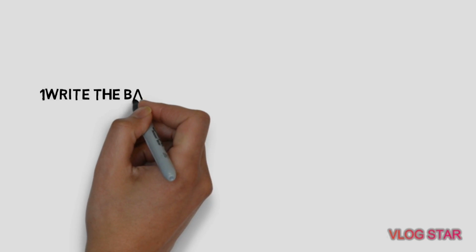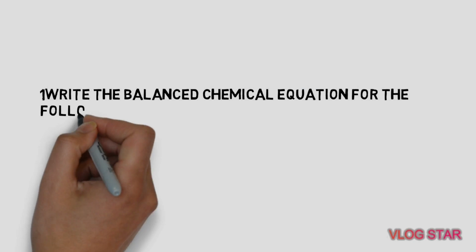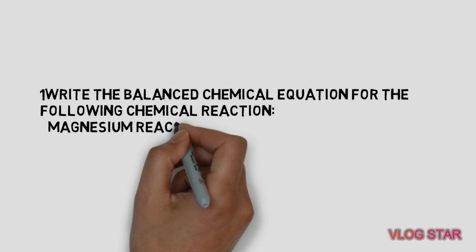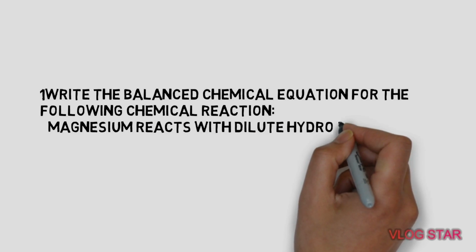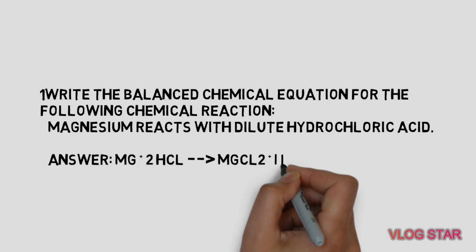1. Write the balanced chemical equation for the following chemical reaction. Magnesium reacts with dilute hydrochloric acid. Answer: Mg + 2HCl → MgCl2 + H2.